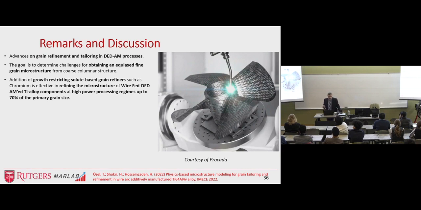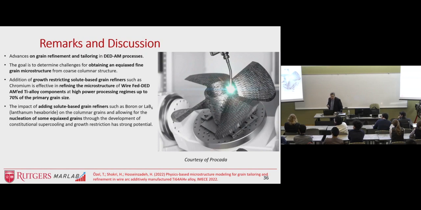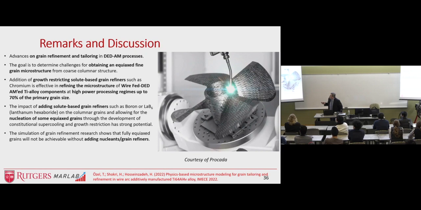And then we can say the growth restricting solute-based grain refinements are the solution to the problem, and we demonstrated that by adding chromium and some other nucleants. And then by adding those solute-based grain refiner species, we can look into adding different kinds of species like boron, lanthanum hexaboride, and then we can see that we improve the equiaxed grain structures during the solidification. So this is an area that we're working.